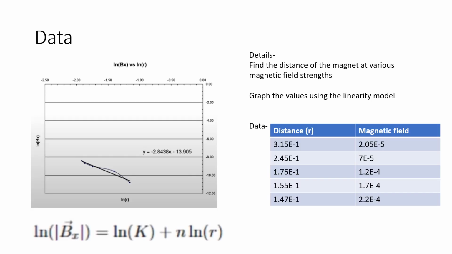This is the data that we found, and that's the linearization model, or the linearity model. In the chart, there are the distances and the magnetic field at those different distances. And as you can see, as the distance increases, the magnetic field decreases, and vice versa.